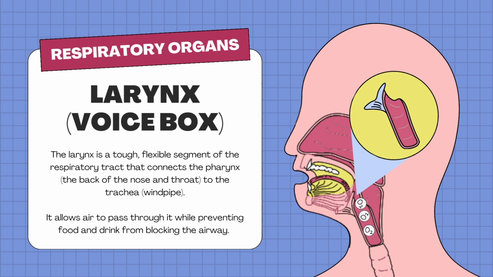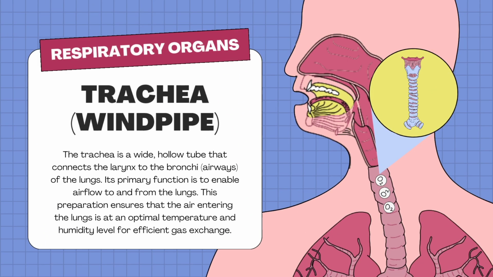Larynx, the voice box. The larynx is a tough, flexible segment of the respiratory tract that connects the pharynx, the back of the nose and throat, to the trachea, the windpipe. It allows the air to pass through it while preventing food and drink from blocking the airway.